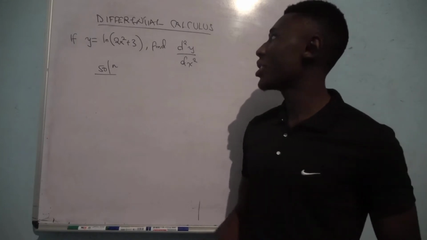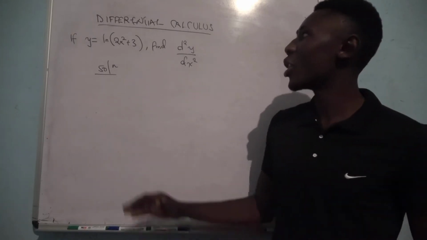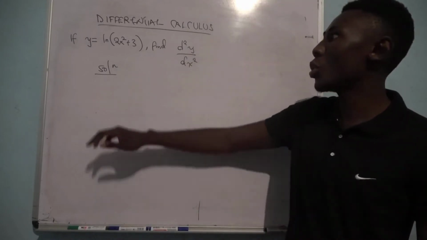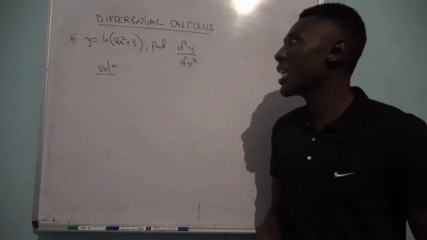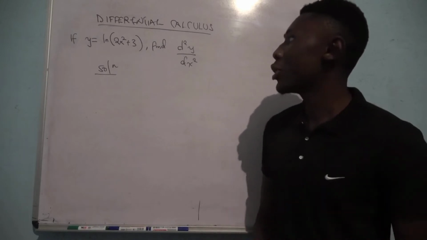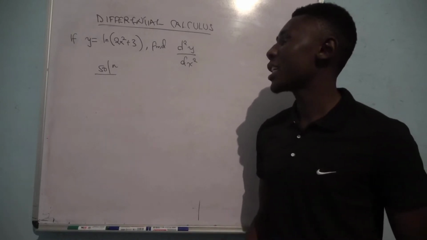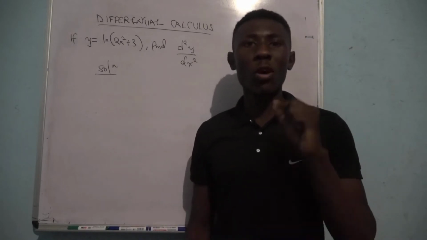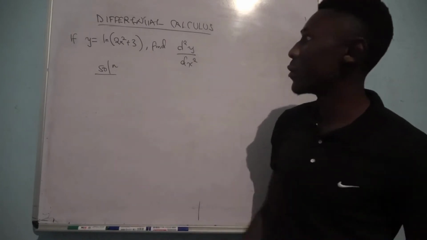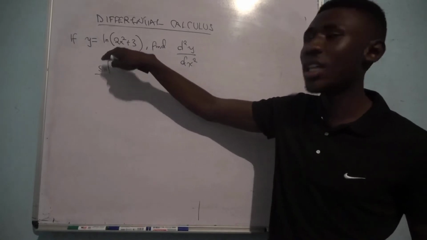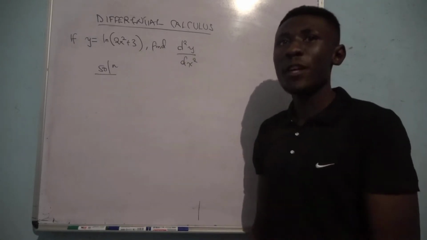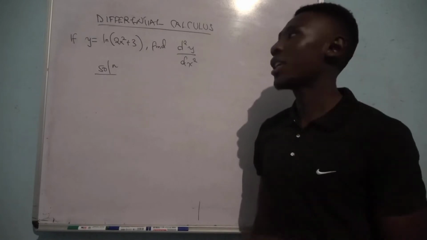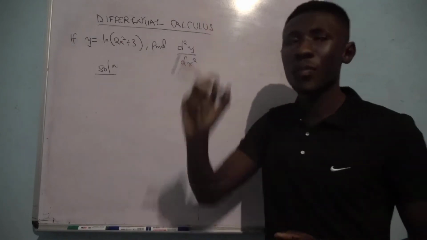In this discussion, still looking at differential calculus, we have a problem where we have the function y equals natural log of 2x squared plus 3, and we are asked to find the second derivative of this function. So we're first going to find the first derivative of this natural log function, and then after finding the first derivative, we're going to find the second gradient function of the same given function of y.